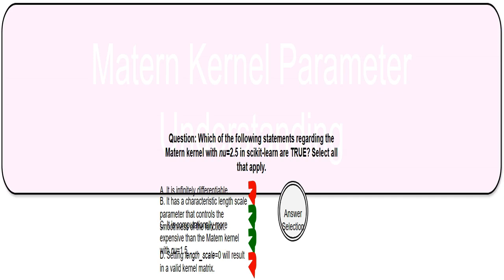I'm focusing on understanding the Matern kernel, a function used in Gaussian process regression, GPR. It's a powerful tool for modeling relationships in data, and its properties are controlled by parameters like nu and lengthscale. This question tests your understanding of how these parameters impact the kernel's behavior.